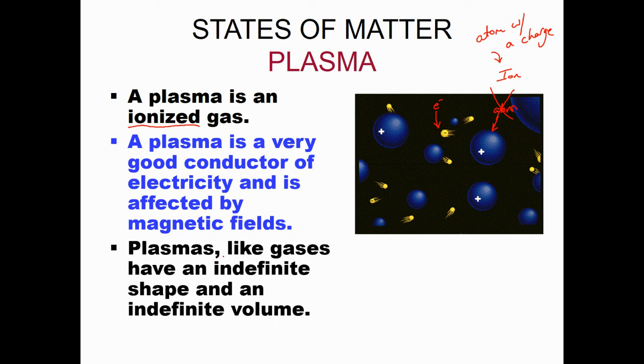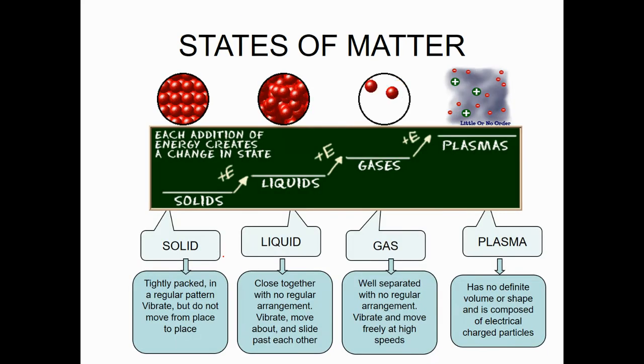And we find plasmas in a lot of places. Lightning is plasma. The sun, all the stars, are big balls of plasma. And we'll talk about that a little bit more in a minute.